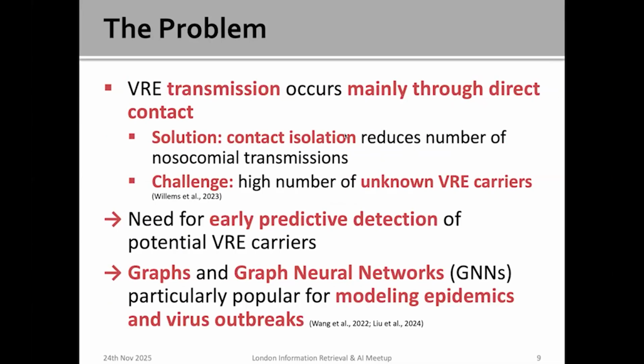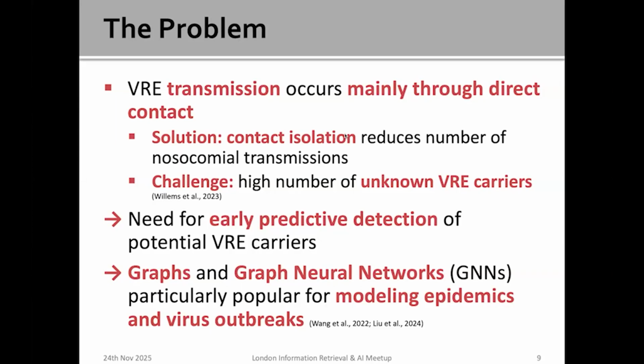But the problem is, in practice, nobody knows who has an infection because there are no fixed screening criteria, and not everyone can be screened because of resource limitations. And this means the infection prevention control staff need some tool to get a warning for patients that have a high risk of infection, so that they can select those patients that they want to screen.